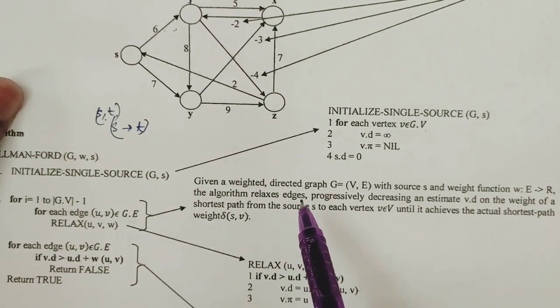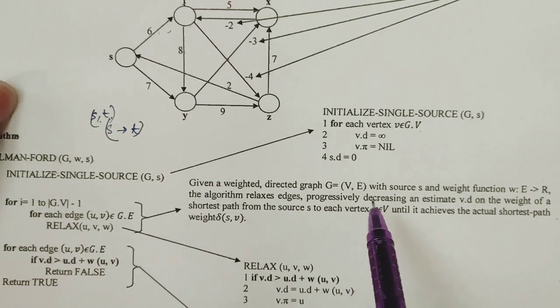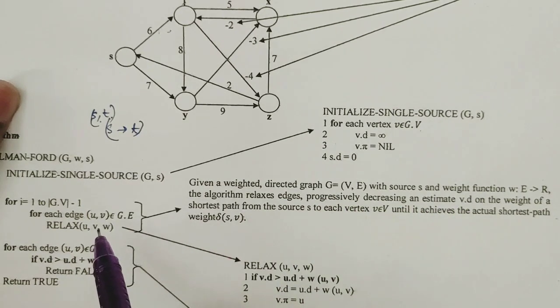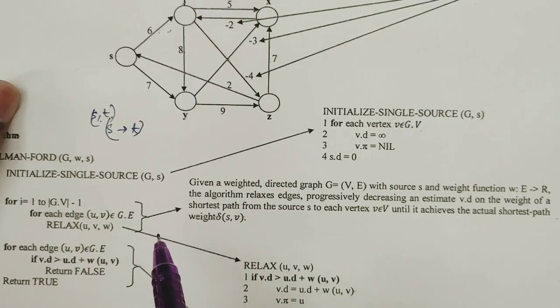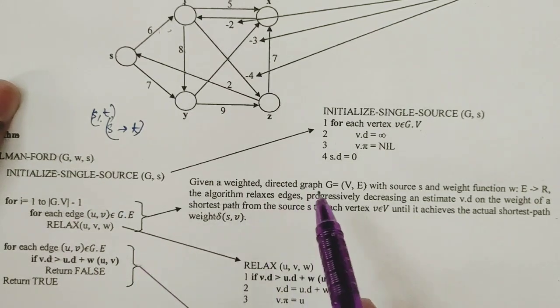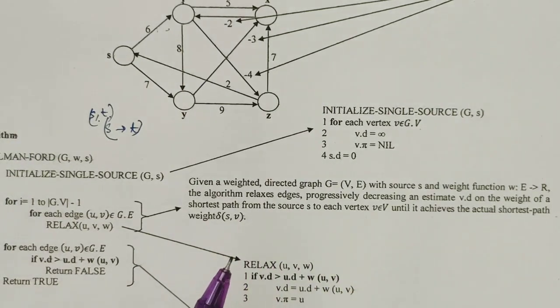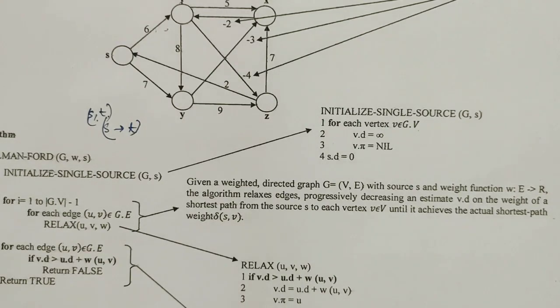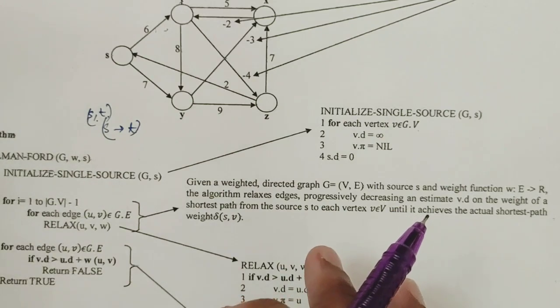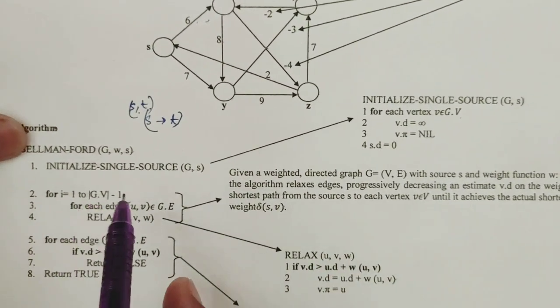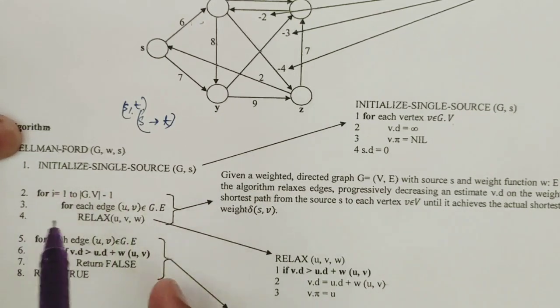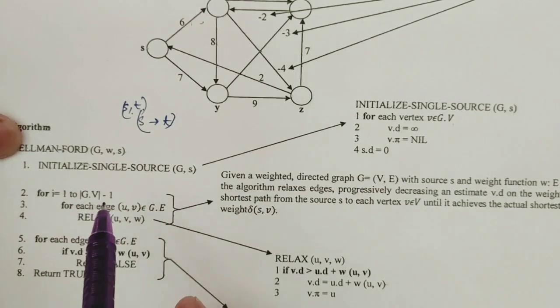So here the explanation is, given a weighted graph, the algorithm relaxes edges, progressively decreasing an estimate V dot D, because you know that if there is a successful relaxation, the D parameter value is always reducing, on the weight of a shortest path from source to each vertex V, until it achieves the actual shortest path weight delta. That means unless and until it reaches its actual shortest path weight, Bellman Ford continues the relaxation. That's why it is called progressively decreasing an estimate V dot D. And we already know how many iterations there are and what to do. This is basically the number of relaxations under iterations.